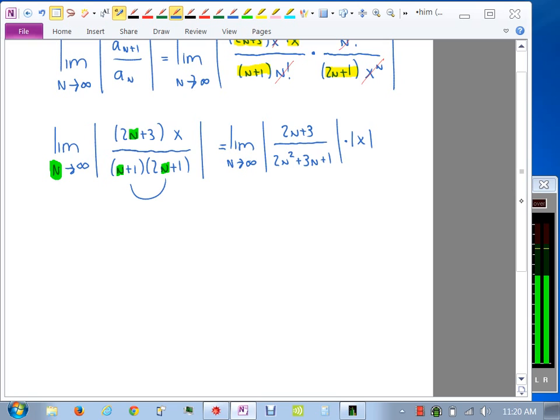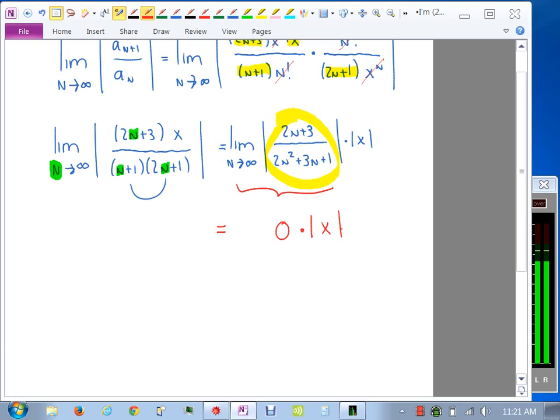All right, what happens to this, everyone? 0. Why? You could do L'Hopital. You could just divide everything by n squared, right? Again, that's something we've done so much now. We have two polynomials. The degree of the bottom is higher than the top, so we know that goes to 0, right? Now, the x, though, is still sitting out here. So what happens in this limit is that this whole thing right here goes to 0 times the absolute value of x.